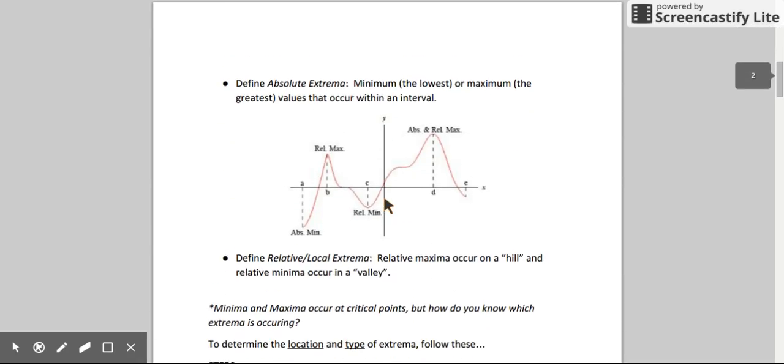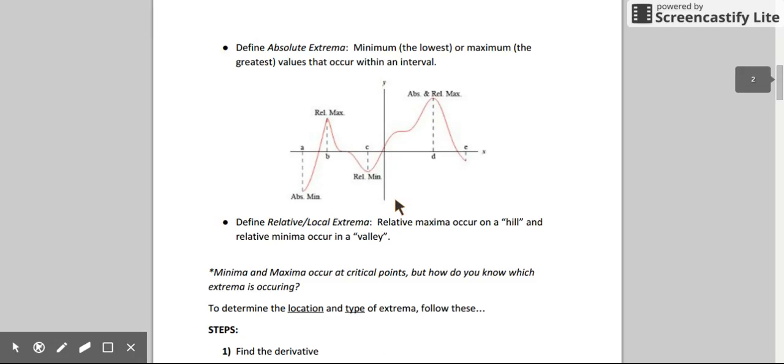Extrema is just a fancy word for minimums and maximums. Minima is the plural form of minimums, and maxima is the plural form of maximums. Together they're classified as extrema or extreme values. There's two different types. There's an absolute type, and that would be the lowest point on an interval. That would be the absolute minimum, and the highest point on an interval would be the absolute maximum.